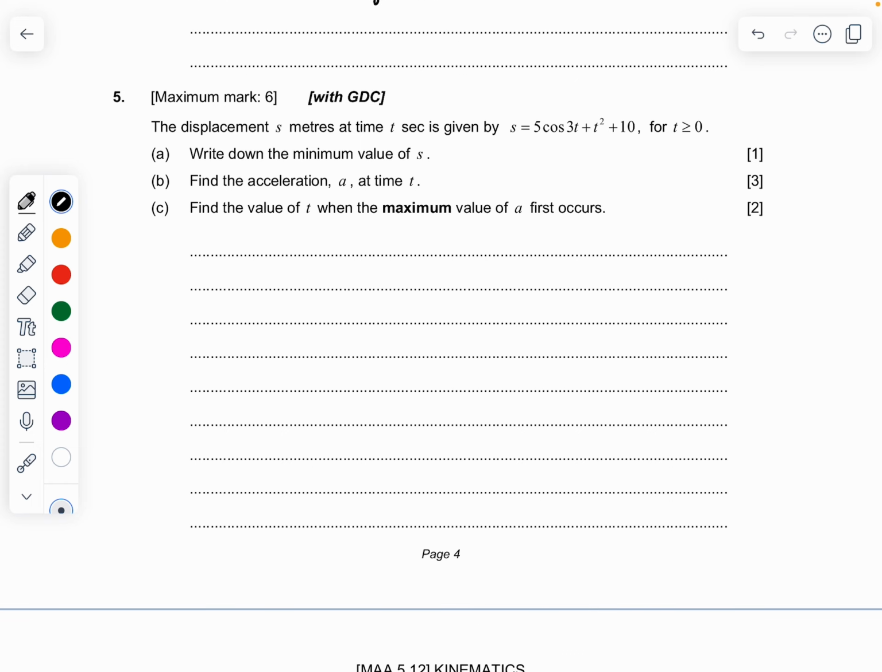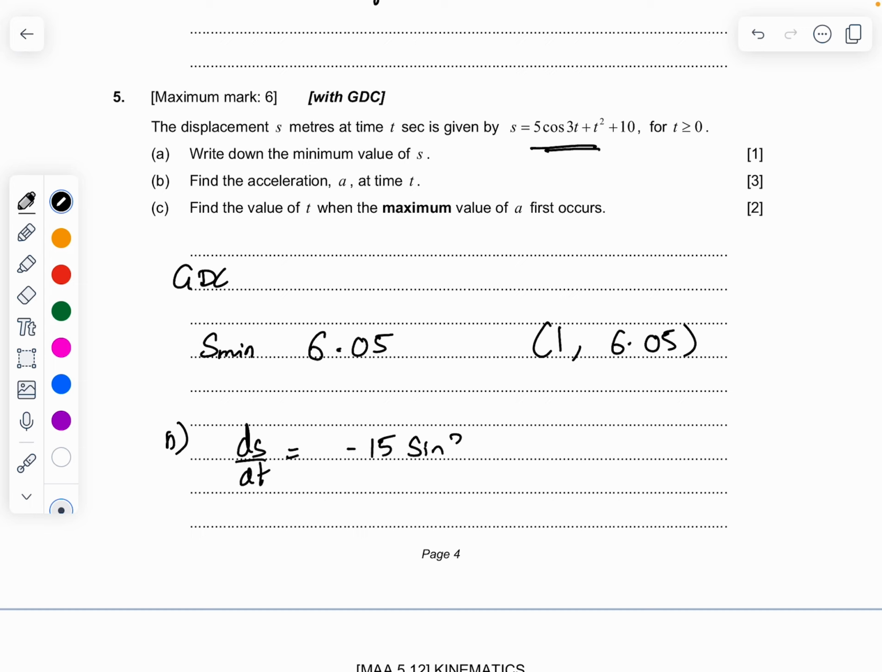Question number 5. The displacement s meters at a time t seconds is given by this one. Write down the minimum value of s. So when you plot the graph on the GDC, you are going to get s minimum as 6.05, or else you can write 1 comma 6.05. Find the acceleration. So ds upon dt is the velocity, which is minus 15 sine 3t plus 2t. Now again acceleration will be the derivative of that, d square s upon dt square, which is minus 45 cos 3t plus 2.